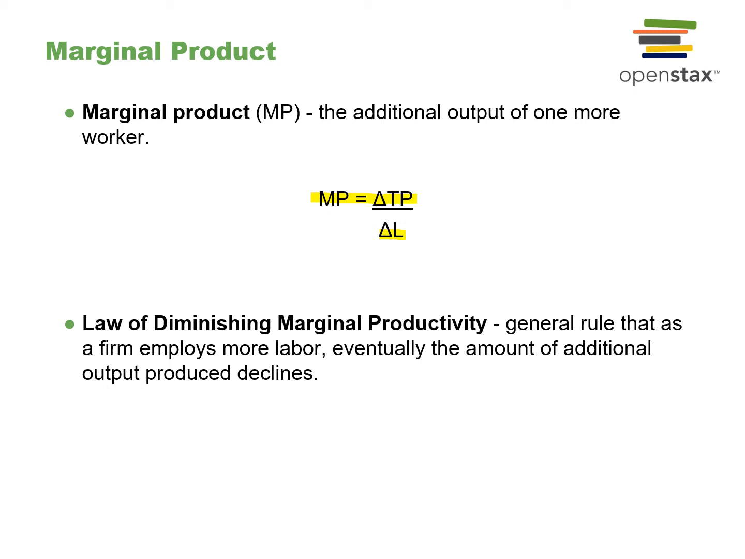Law of diminishing marginal productivity. Basically, if a firm employs more labor, eventually the amount of additional output produced declines. And that has a lot to do with the fact that you may have too many workers trying to put out a certain quantity of goods. And so not everybody necessarily works at the same pace or as hard. So those are factors that would cause the law of diminishing marginal productivity to come into play.